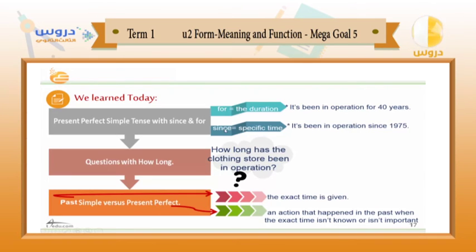So for is for duration, since for the exact time or the beginning of duration. Number two, questions with how long. How long has the clothing store been in operation? We use how long with the present perfect. We don't use when. Be careful. Don't ask using when for the present perfect. And past simple versus present perfect. For the past simple, the exact time is given: I was here yesterday. And for the present perfect, an action that happened in the past when the exact time is not known or is not important. The time is not important, so I use the present perfect. And we ended up with the expressions that we use with present perfect: yet, already, never, ever, recently, twice, once, and so on.